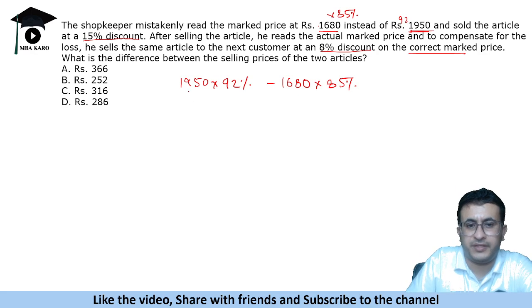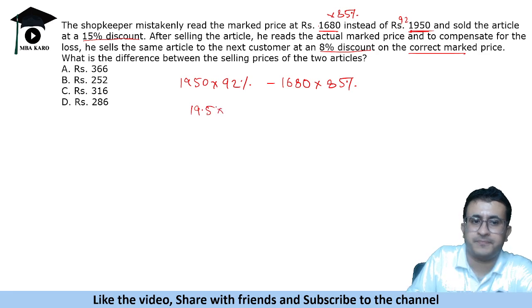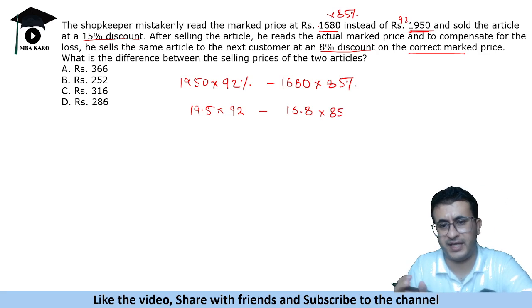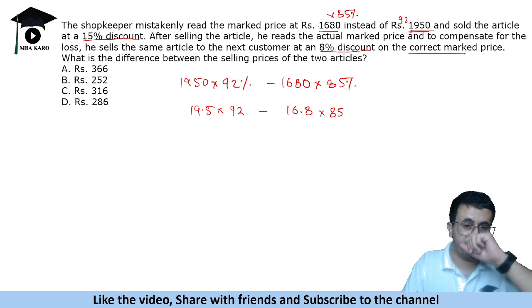Now if you have to find 1950 का 92%, so you will say that it is 19.5 into 92, minus this is 16.8 into 85. Okay, I'll tell you step by step to reduce these calculations quite fast. Remember half and double method of multiplication.